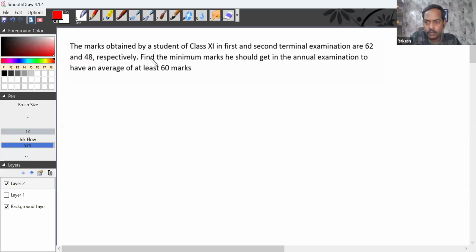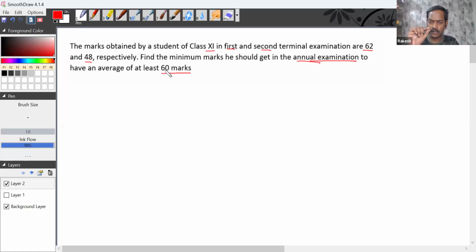Fine. So I hope you have attempted this question. Let us solve what this question is talking about. It says that marks obtained by a student of class 11 in first and second terminal exams were 62 and 48. We have to find the minimum marks he should get in the annual exam. So there are 3 terms: the first term, the second term, and the third term, which is called the annual term, to have an average of at least 60.